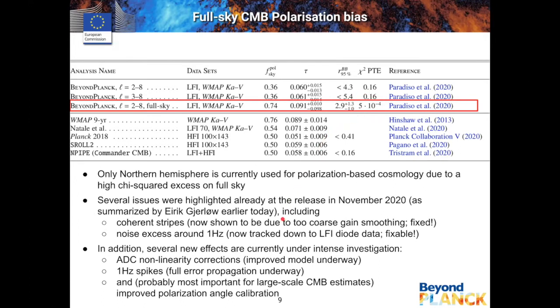We have several issues that were already addressed at the release conference time in November 2020, and Eric summarized earlier today: these coherent stripes, which have been fixed so far, and noise excess around 1 Hertz, that is definitely fixable. But in addition, we have several new effects that are currently under intense investigation: ADC nonlinearity correction, 1 Hertz spikes, and improved polarization angle calibration. This very last point is maybe the most important for large-scale CMB estimates, so it's worthwhile giving a few words about it.